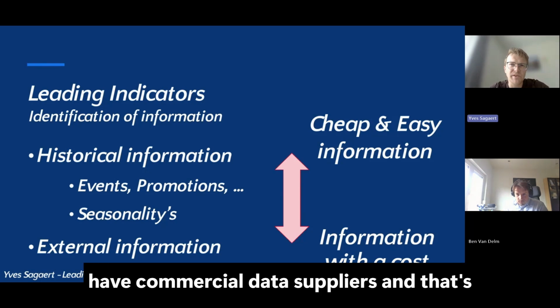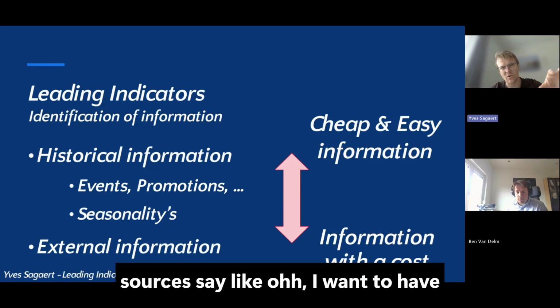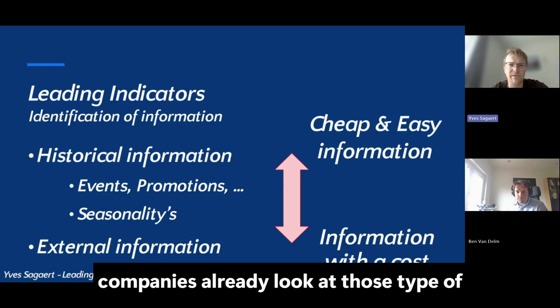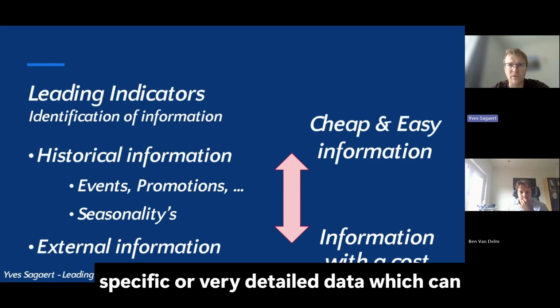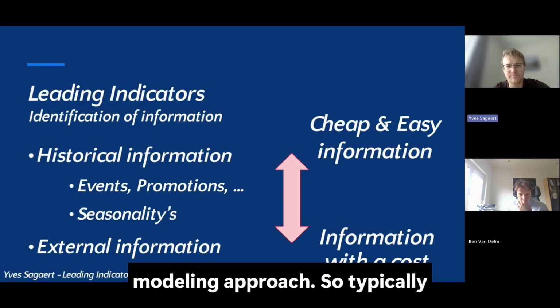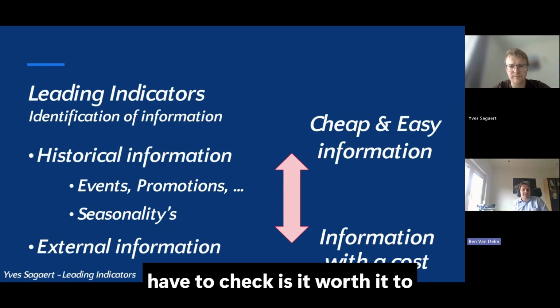Next to that, you would have commercial data suppliers. That's often once you have tried the open data sources, you say, oh, I want to have some more granularity. Then you can go to commercial databases. Sometimes some companies already look at those types of data sets. And then you have sector-specific or very detailed data, which can serve as a leading indicator for your modeling approach. Typically this kind of information, except maybe for Eurostat, does come at a cost for companies, right? So they have to check, is it worth it to investigate this? Will it be a good signal or not?